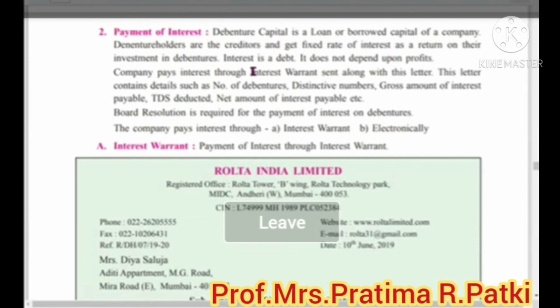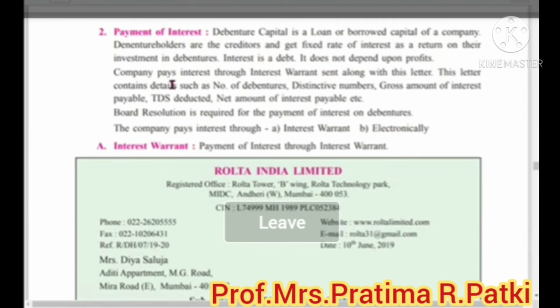Company pays interest through interest warrant. This is a very important term. The company is paying interest through an interest warrant sent along with the letter. So along with the letter, the interest warrant is given. So when the payment of interest letter is there, you need to understand that just writing the letter is not enough. You also need to write the interest warrant specimen, because it is sent along with this letter.